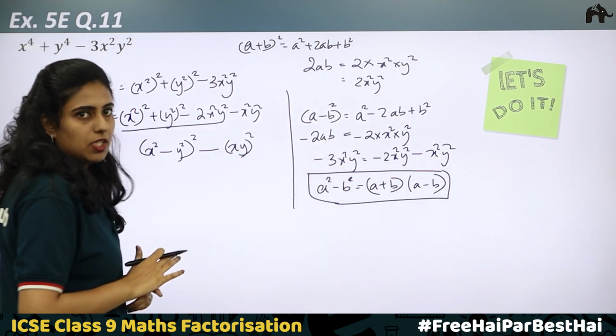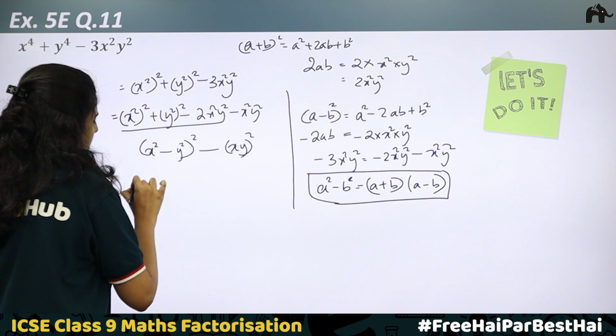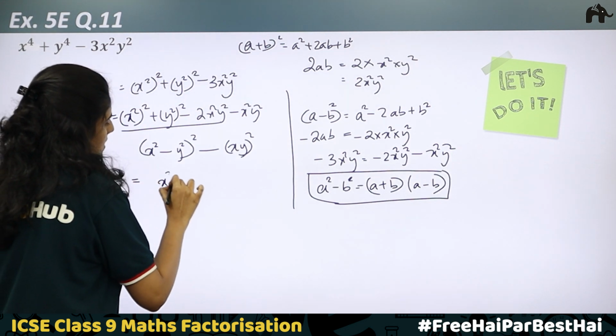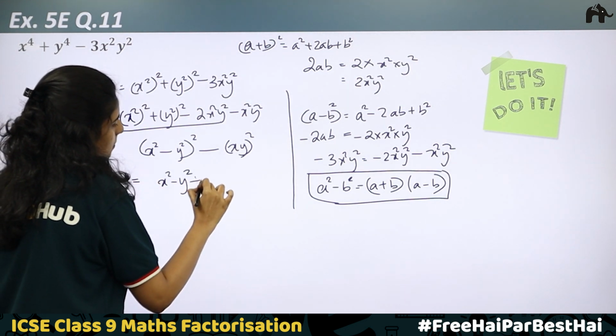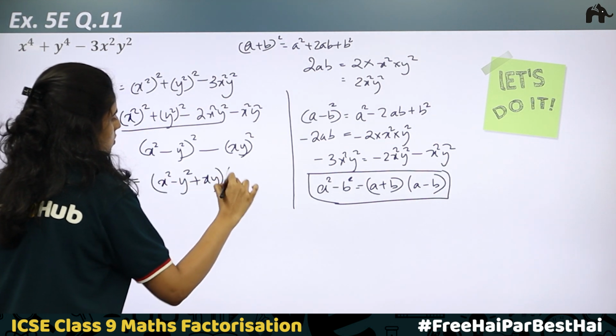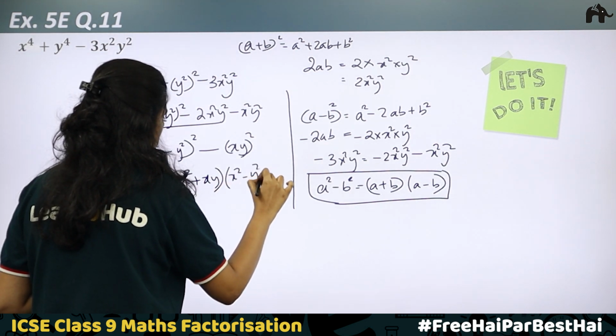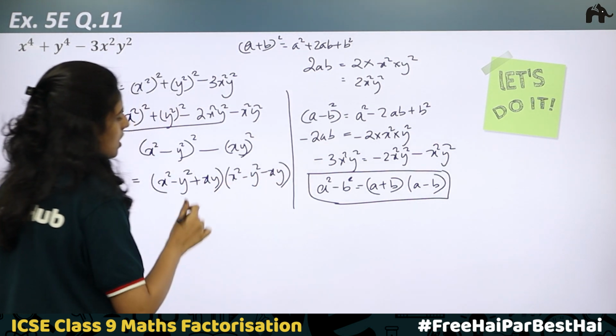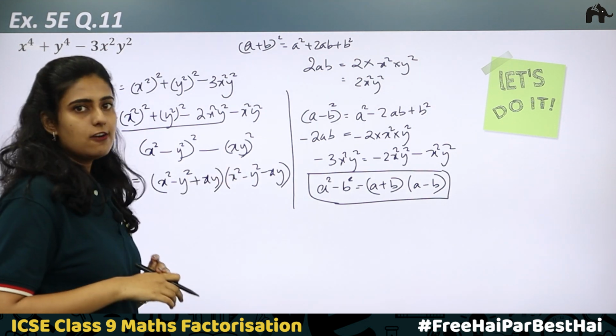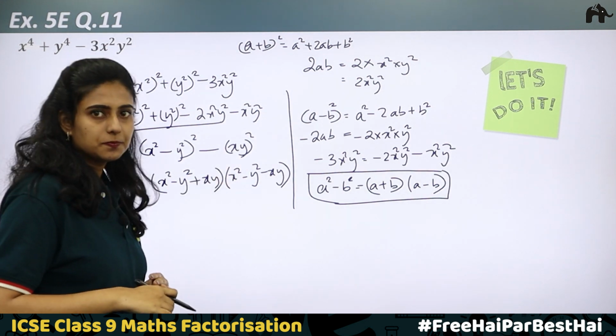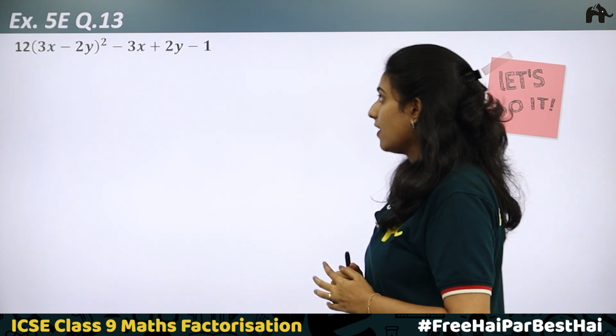So this method can be used to factorize. This is equal to x square minus y square plus xy into x square minus y square minus xy. Okay, so these two are the required factors. Clear? Question 13 of exercise 5e.